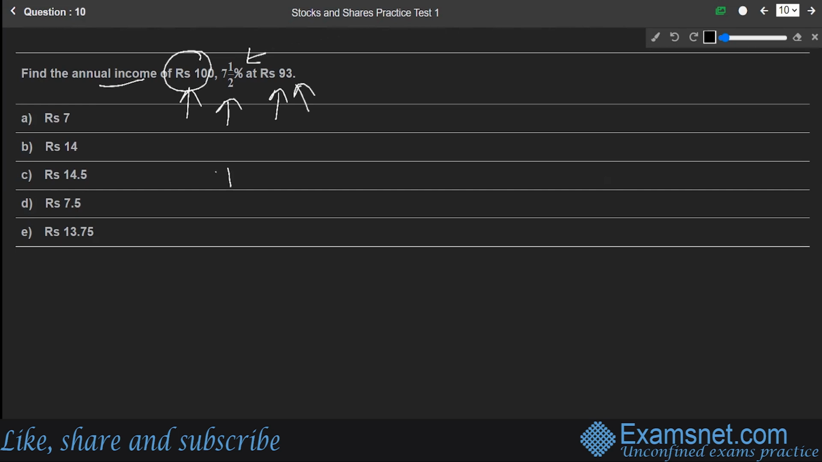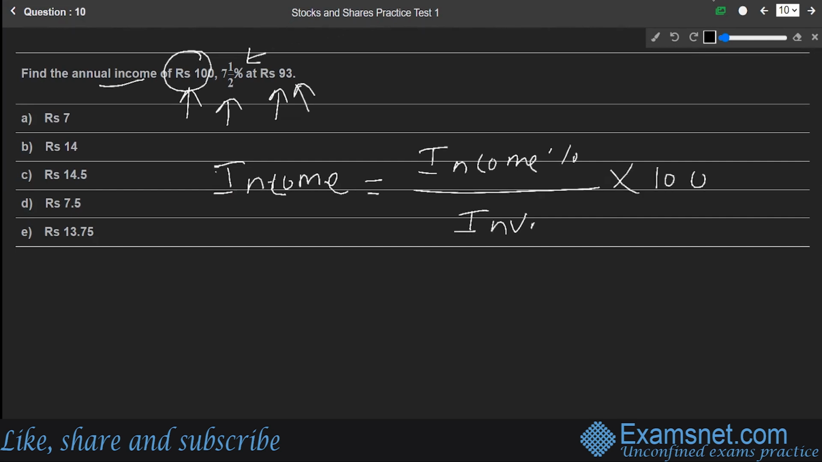So income percentage can be easily given as, so what will be the income? Income percentage is already given as 7.5%. Income will be nothing but income percentage divided by the investment into 100, that is the income value.